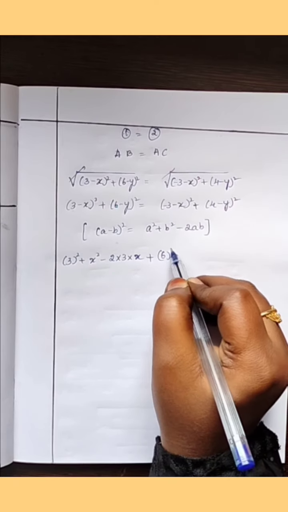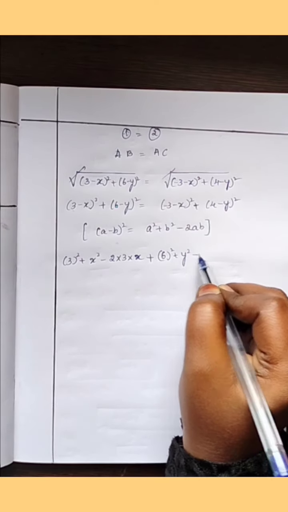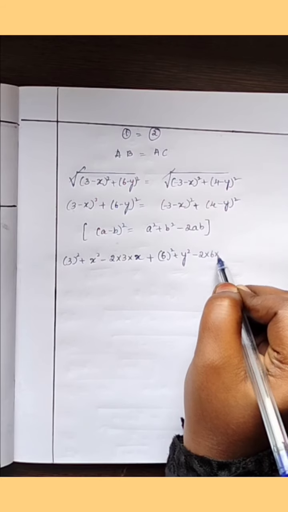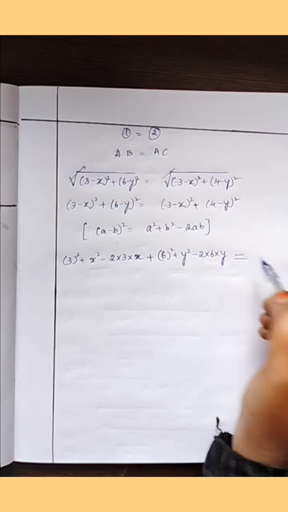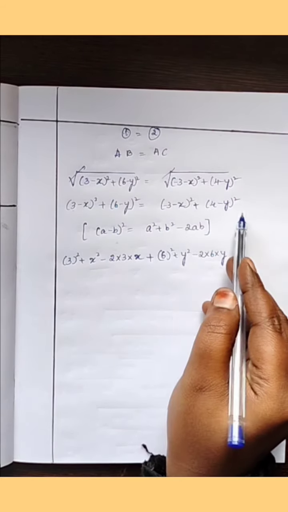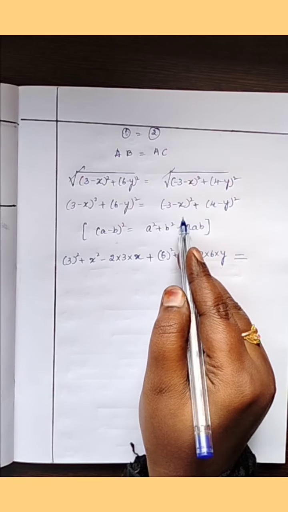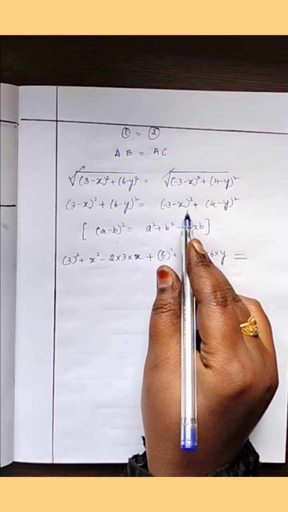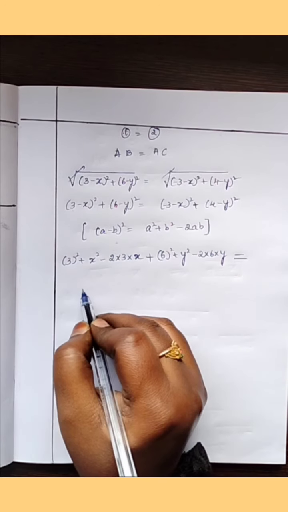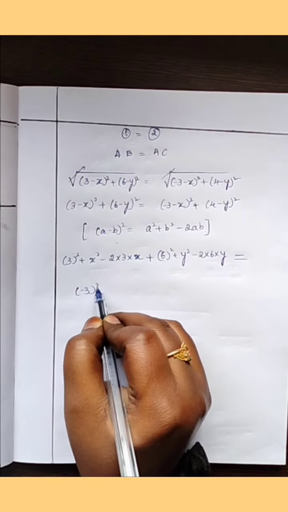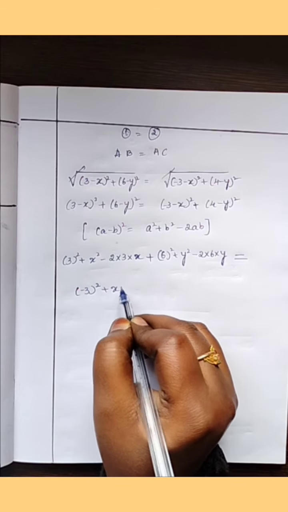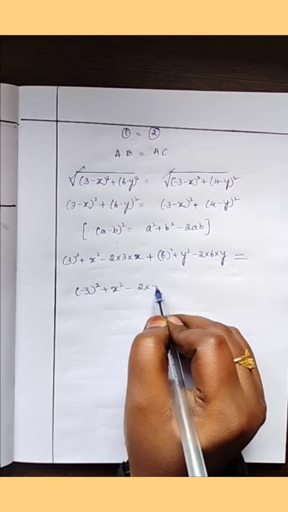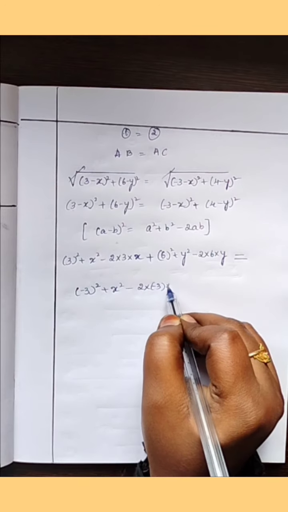6 square plus y square minus 2 into 6 into y, equal to... now this term you have to simplify. Same formula you have to substitute. Which formula? (a minus b) whole square. Here a means minus 3, b means x. Simplify it: minus 3 whole square plus x square minus 2 into minus 3 into x.